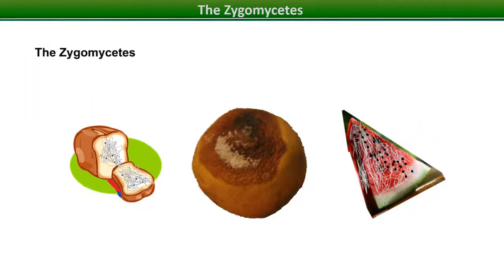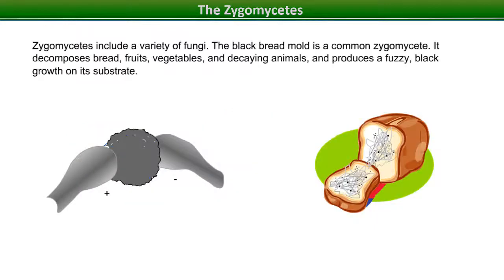The zygomycetes. Zygomycetes include a variety of fungi. The black bread mold is a common zygomycete. It decomposes bread, fruits, vegetables, and decaying animals, and produces a fuzzy black growth on its substrate.